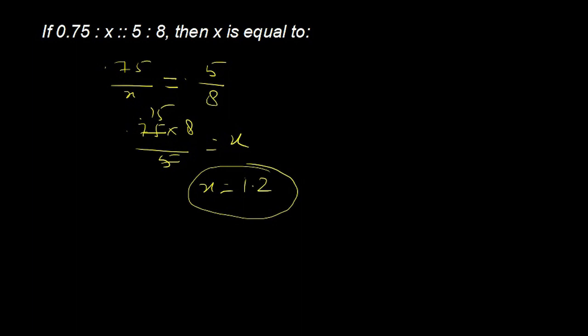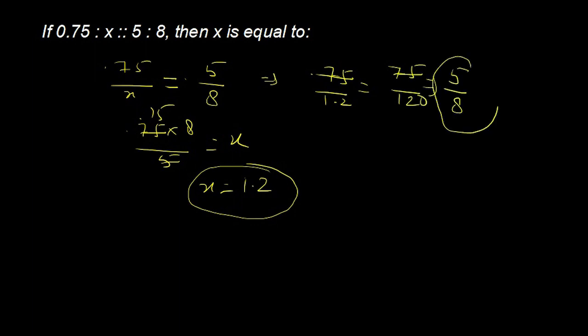1.2. And you can also cross check it: 0.75 divided by 1.2. Removing the decimals, it is 75 divided by 120. 15 fives are 75, 15 eights are 120. So you can cross check it, or you can also do this by options. But we are not doing this right now.